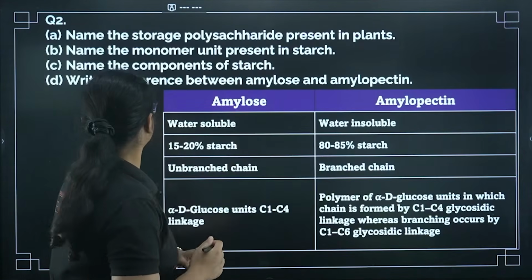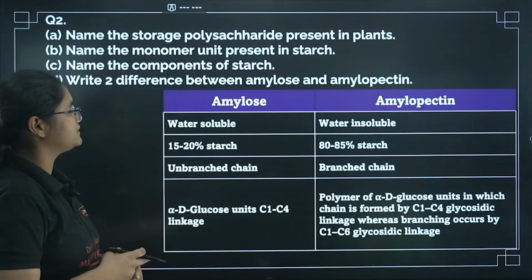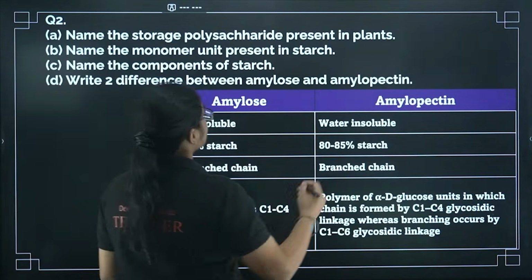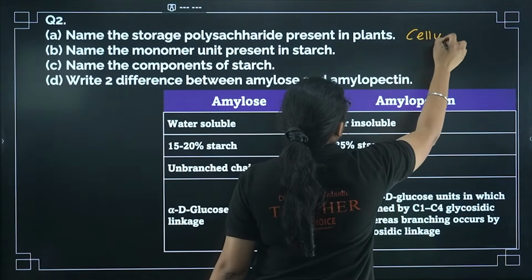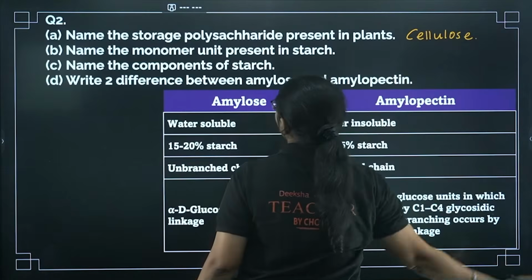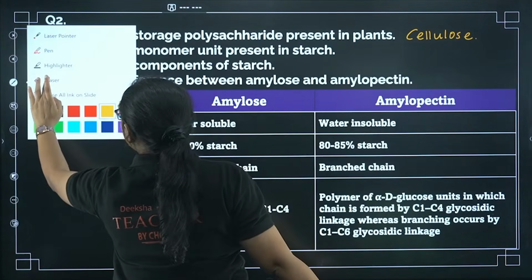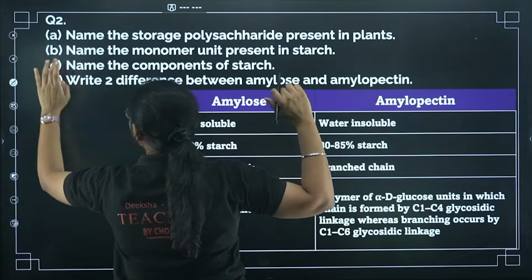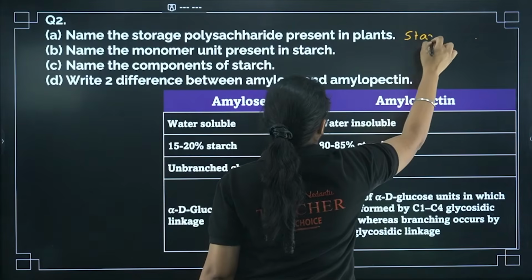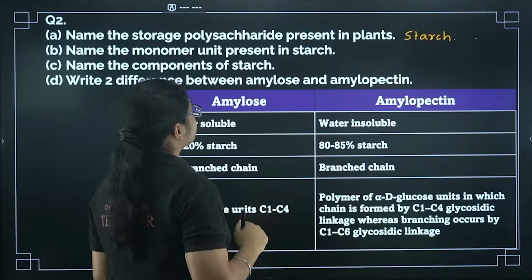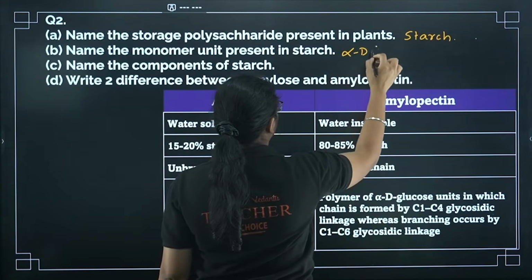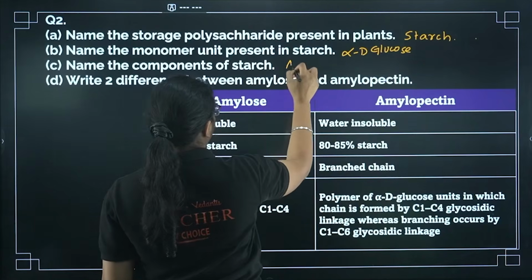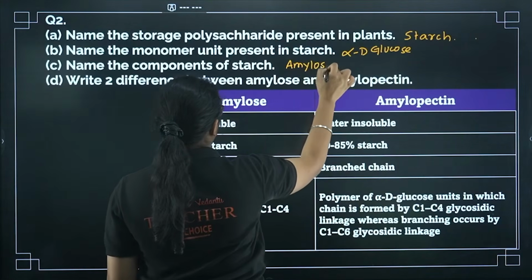Okay. Next we will see question number 2. Name the storage polysaccharide present in plants. The storage polysaccharide present in plants is cellulose. Right? Sorry, just a minute. Storage, it is your starch. Next, name the monomer units present in starch. It is alpha-D-glucose units. Name the components of starch. So we have amylose and amylopectin.